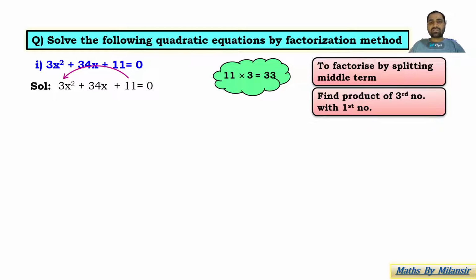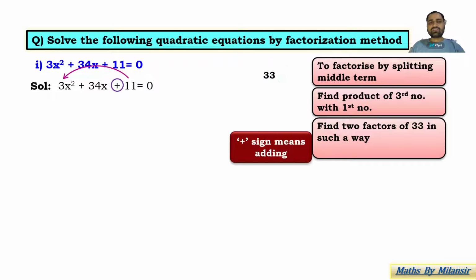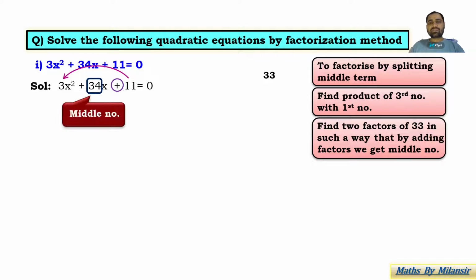So factorize 33 in such a way that by addition we get the middle term. Why by addition? Because last term is plus here. If last term is minus, then by subtraction we need the middle term. So here last term is plus, therefore by addition we need middle term. So the very simple factors are there, 1 multiplied by 33. So now if you add 1 and 33, then it is equal to 34. So the factors are 1 and 33.